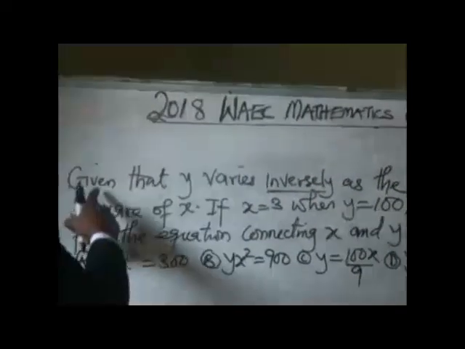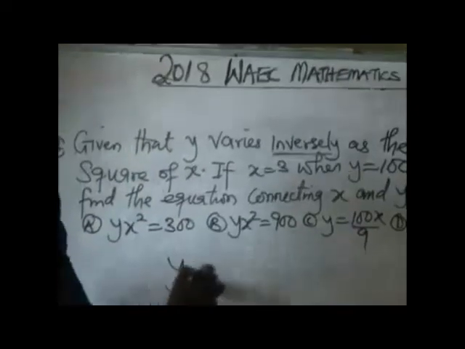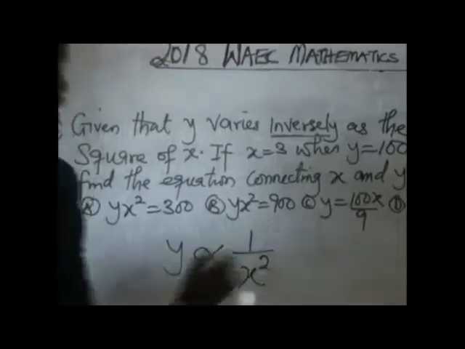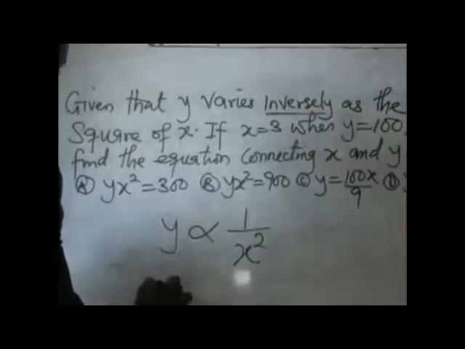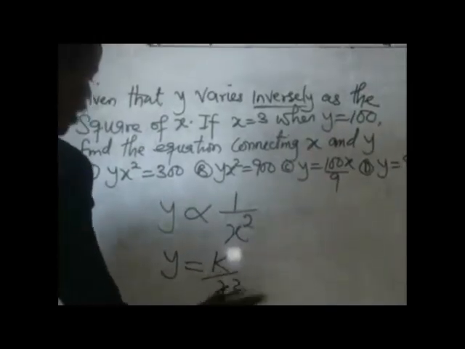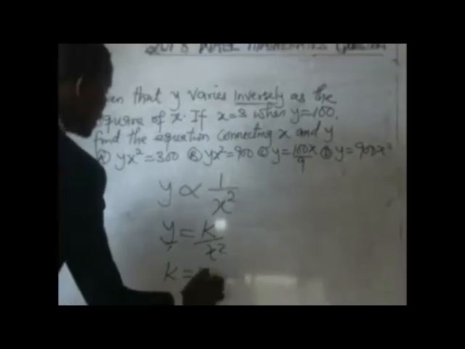So, it says, given that y varies inversely as the square of x. So you have to remove your proportionality sign by introducing the equality sign. Then you place your constant of proportionality. So it becomes y equal to k over x squared. So cross multiply, you have k comes here, becomes k equal to y times x squared. So the value of k is what we want to determine now.